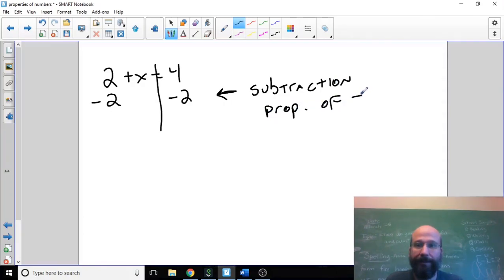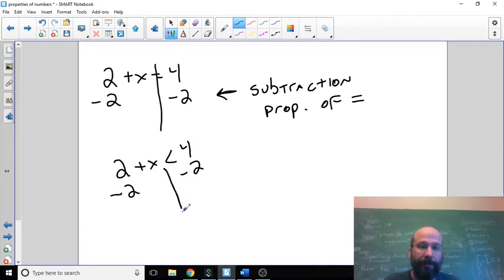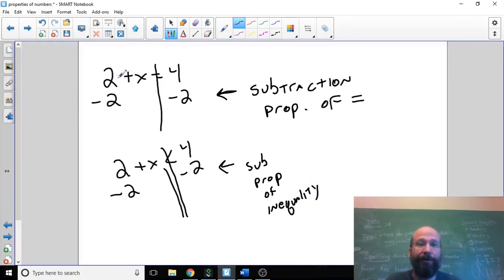I'm just going to write it like this. So whenever you do something to both sides of an equal sign, it's a property of equality. If this was 2 plus x less than 4, and we still do the same thing, we draw our line here, this would be a subtraction property of inequality. But the basic idea is the same. If you're doing something to both sides, then it's one of these properties.